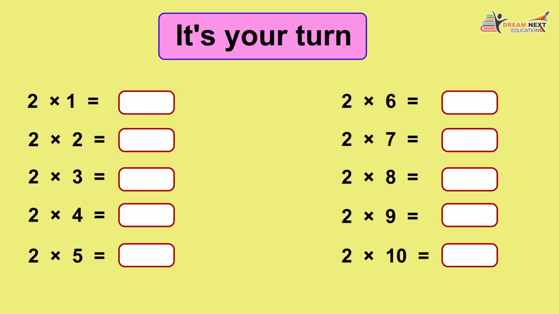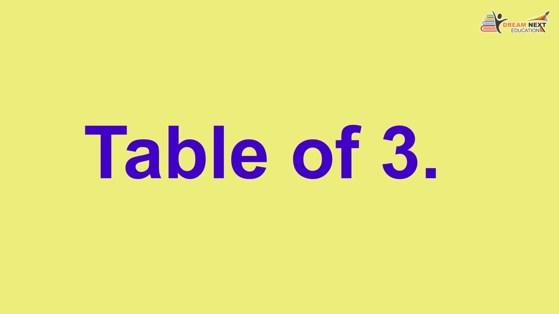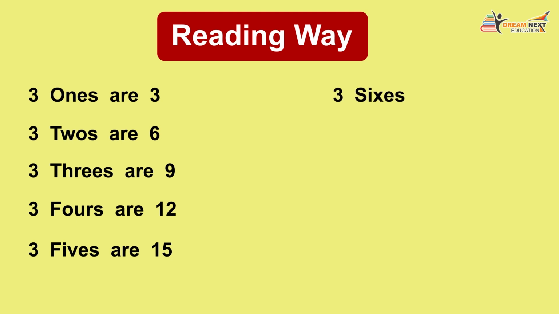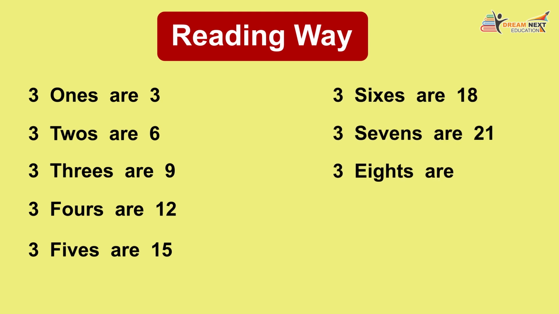It's your turn. Table of 3. Reading way. 3 ones are 3. 3 twos are 6. 3 threes are 9. 3 fours are 12. 3 fives are 15. 3 sixes are 18. 3 sevens are 21. 3 eights are 24. 3 nines are 27. 3 tens are 30.